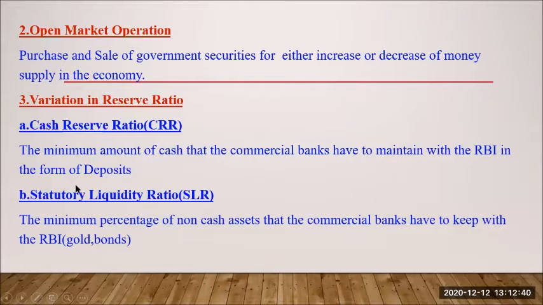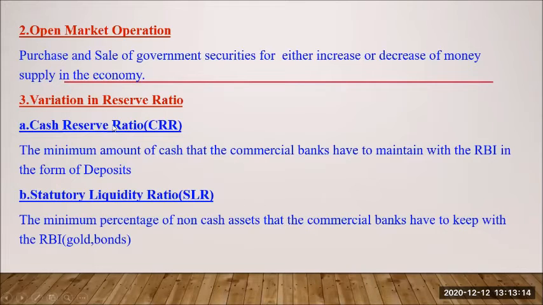So cash reserve ratio is the minimum amount of cash that the commercial bank has to maintain with the RBI in the form of deposits, whereas SLR, statutory liquidity ratio, is the minimum percentage of non-cash assets that the commercial bank has to keep with the RBI. It may be in the form of gold or it may be in the form of bonds, etc. So every commercial bank has to keep in reserve cash and non-cash assets with the RBI.